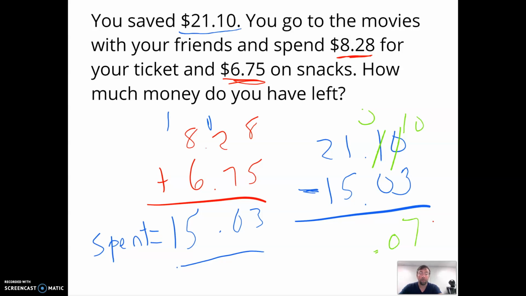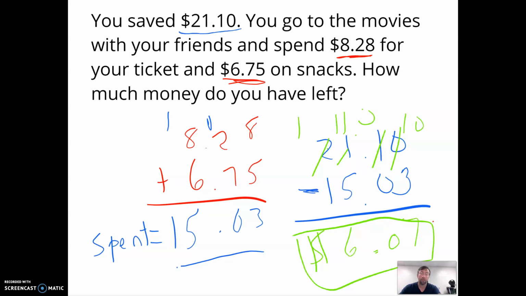I can't take 5 away from 1, so I'm going to have to do the same thing again. That's an 11. If you're really confused about that part of the process, let me know. I can try to help you, but I'm not taking a lot of time on that because that does go back pretty far into your schooling. So, all right, 11 minus 5 is 6, right? And then 1 minus 1 is 0. So we have $6.07 left.